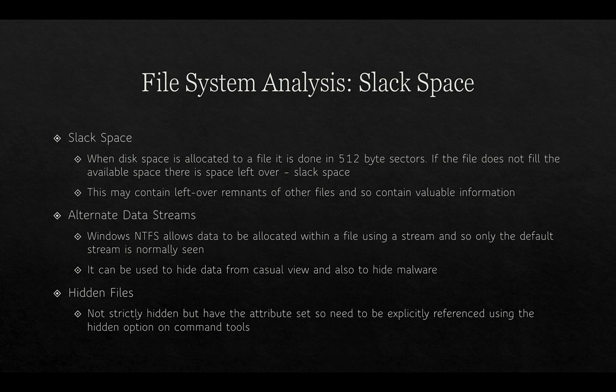Linux has a similar system, not quite the same as Windows NTFS. Hidden files are not strictly hidden but have an attribute set, so they need to be explicitly referenced using the hidden option on command tools. So that's another way of malware in particular hiding itself so that people just don't notice it. Putting a dot in front of it, for example, on Linux and Mac will stop it from being seen. Changing the attribute to hidden on Windows will also stop it being seen by a normal user.